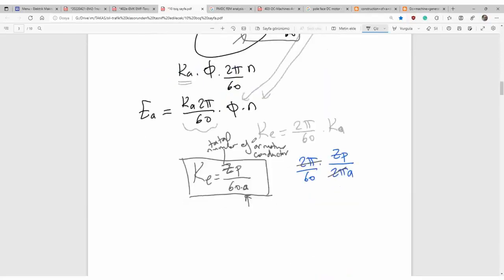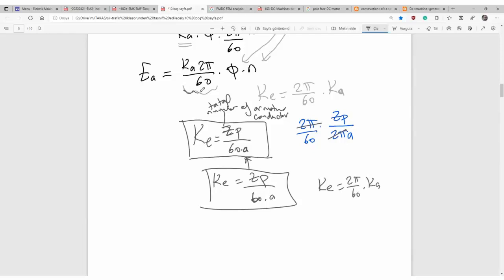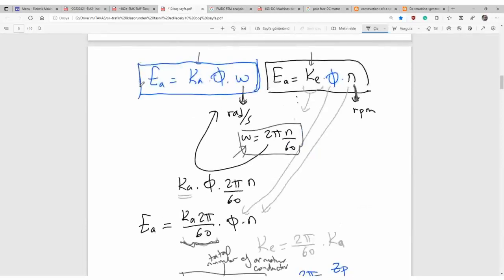And I have given the relations. Ke is equal to Zp over 60A, or Ke is equal to 2 pi over 60 times Ke. It is already given here. Okay. I recommend you to know the first one. I prefer this one. I later explain why I prefer this one. That is more scientific. Okay.